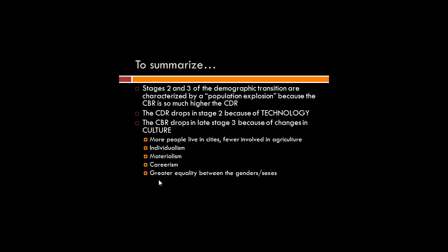In addition, there's also greater equality between the genders and the sexes associated with stage 4 and late stage 3 of the demographic transition. And when men and women are basically equal with regard to political and economic power, family size tends to go down, and our ideals about fertility tend to change as a result.